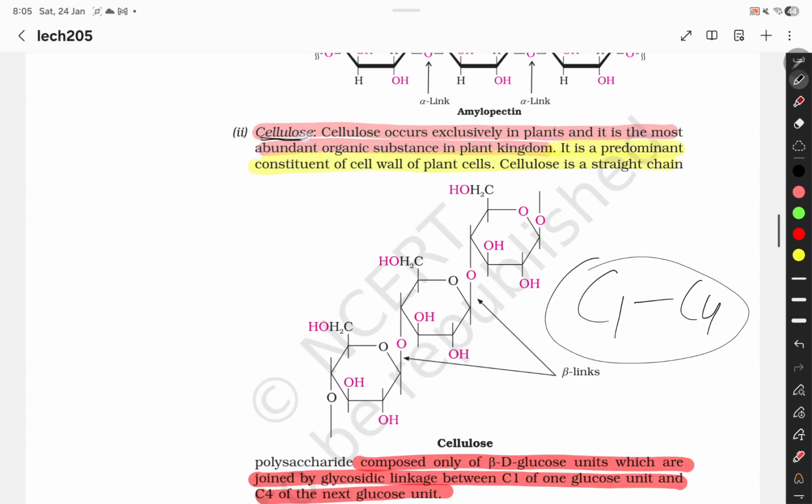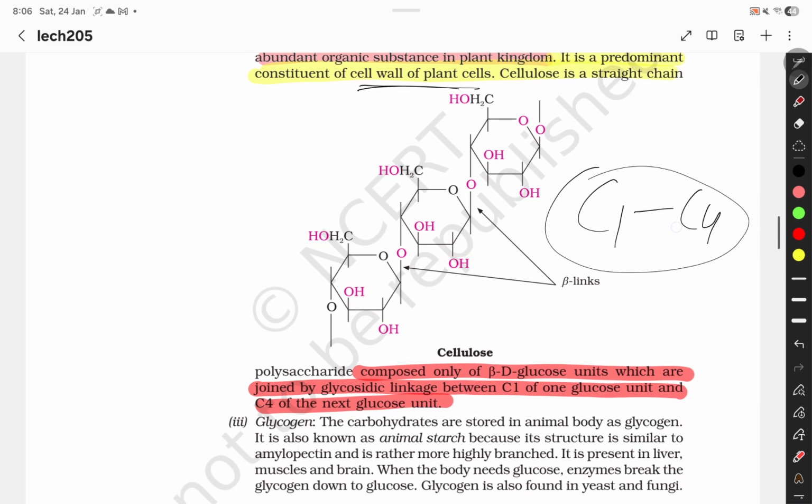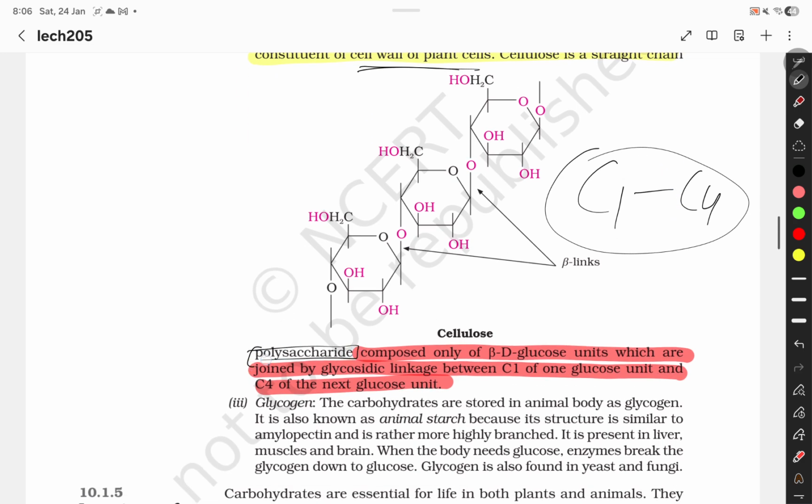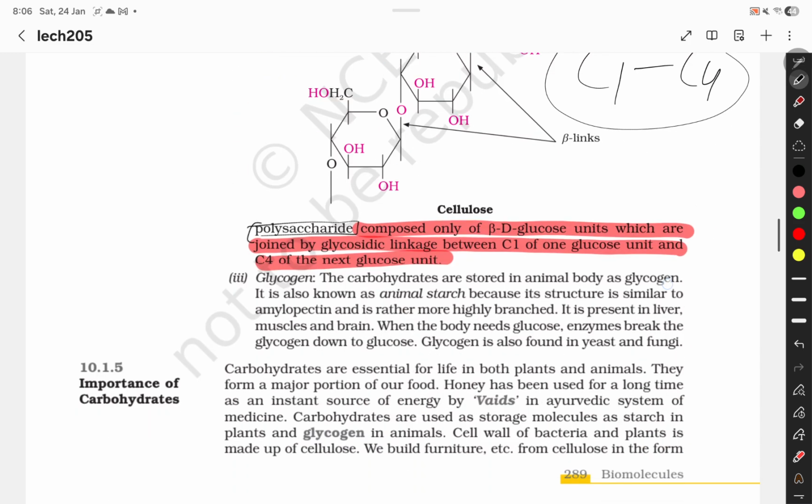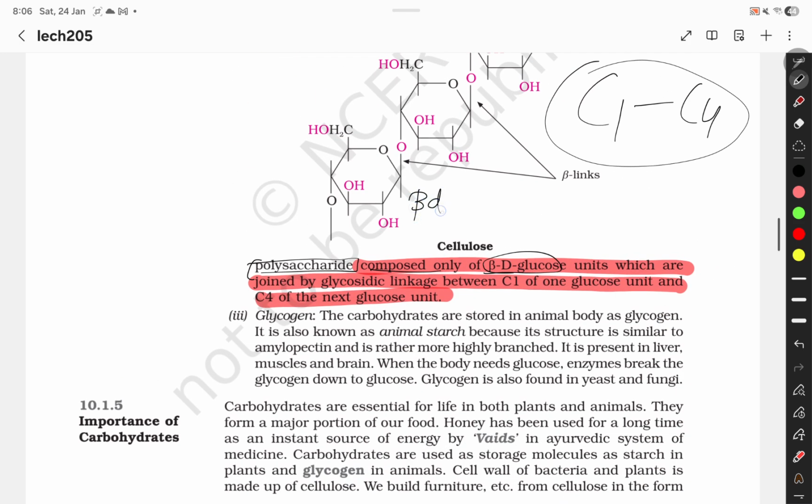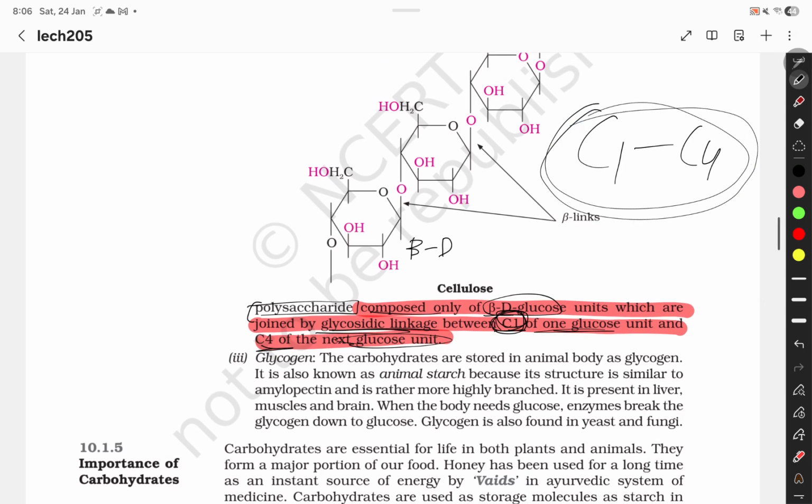We have cellulose now. Cellulose is really important. They can ask this a lot. Cellulose is a straight chain polysaccharide, and it's composed of beta D glucose units. Only beta D glucose, and it's joined by glycosidic linkage between C1 of one glucose and C4 of the second glucose. C1 C4 linkage.